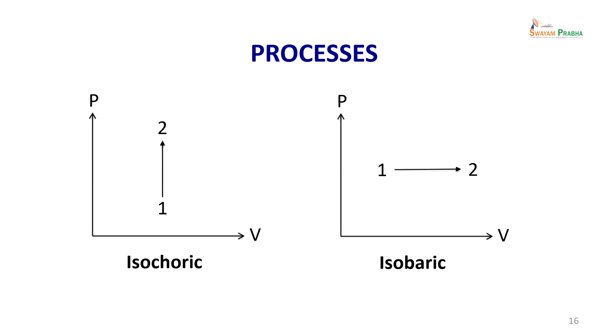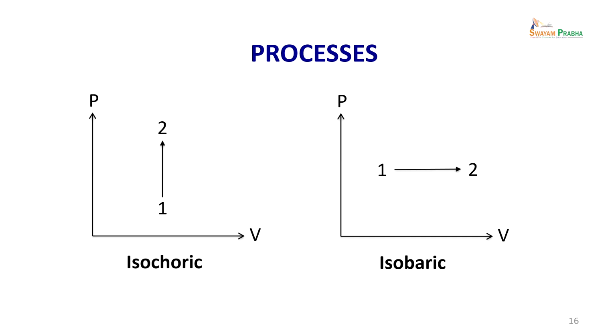Let us see some of the various thermodynamic processes. There are 4 to 5 basic processes which are involved. We will see them one by one. The first one is isochoric, which is shown on the left side of the slide. So, what do you mean by isochoric process? It is a constant volume process.